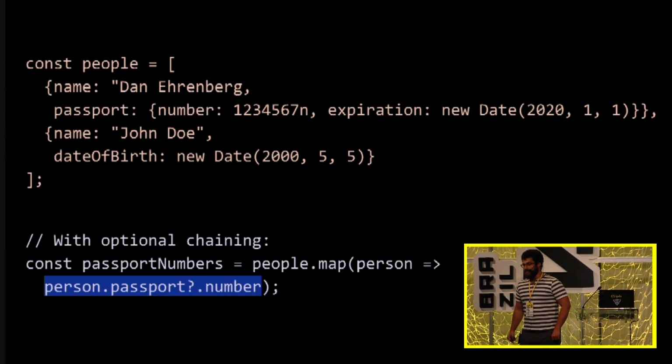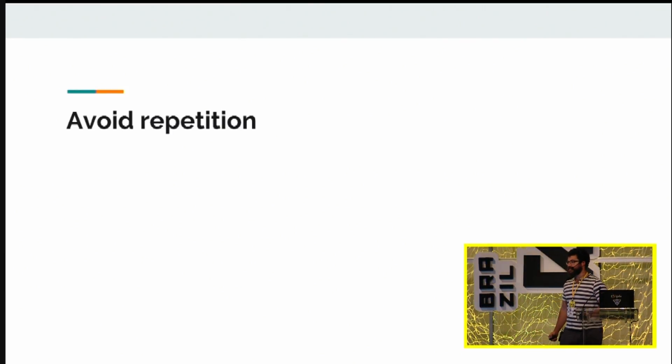With the optional chaining feature, this could be slightly different. We could instead write person.passport?.number. Well, is that really worth it? Why would we want to make such a change? One reason is to avoid repetition.